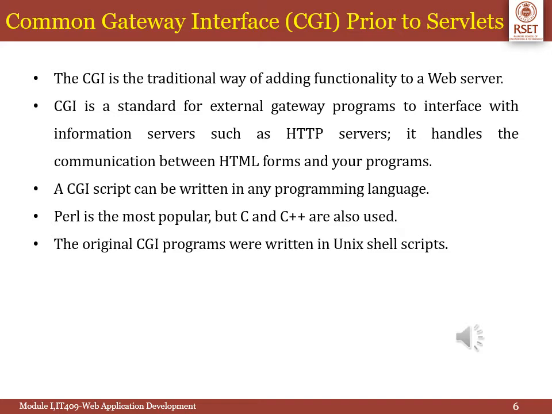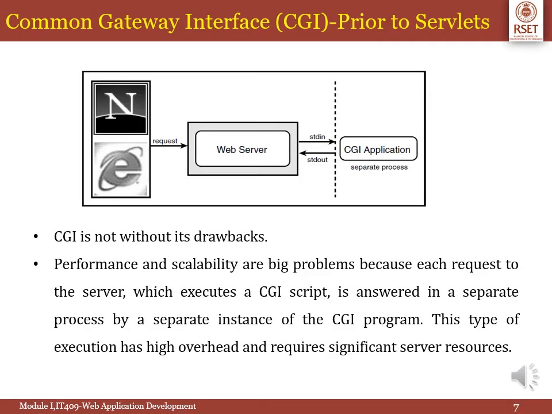CGI, common gateway interface, was used prior to servlets. CGI technology enables the web server to call an external program and pass HTTP request information to the external program to process the request. For each request, it starts a new process. The performance and scalability are big problems because each request to the server which executes a CGI script is answered in a separate process by a separate instance of the CGI program. This type of execution has high overhead and requires significant server resources.